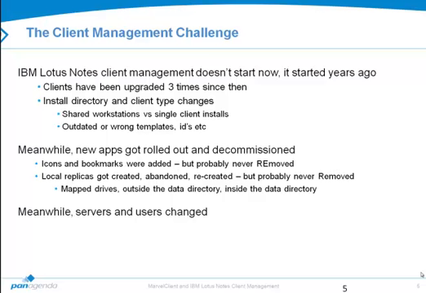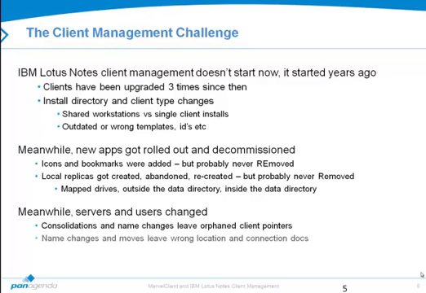Meanwhile, you also had some server and user changes. What that means is you probably did at some point some kind of server consolidation, server name changes, anything like that, which basically has the effect of leaving orphaned client pointers all over your workstations. End user name changes, moves, stuff like that ends up leaving wrong location documents, connection documents, maybe even wrong catalog NSF entries or home server entries, and the effects of those are really quite significant for your end users.